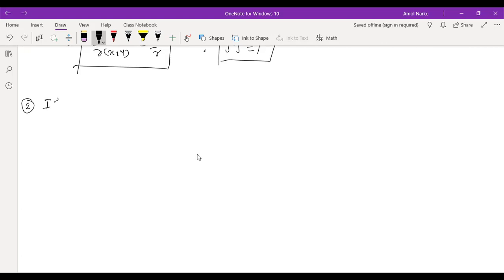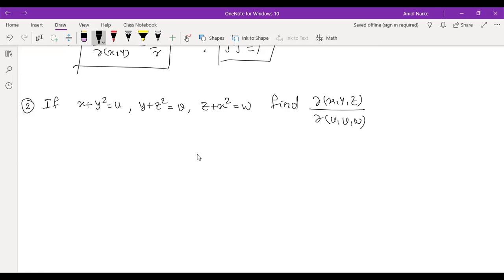If x plus y square is equal to u, y plus z square is equal to v, z plus x square is equal to w, find the Jacobian of x, y, z with respect to the Jacobian of u, v, w. Tell me how you can find this.